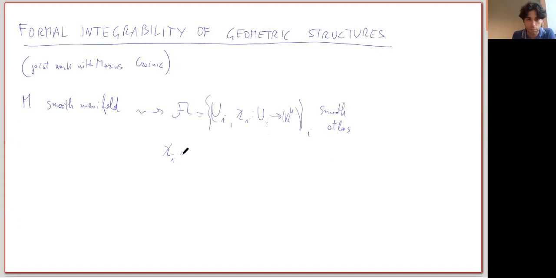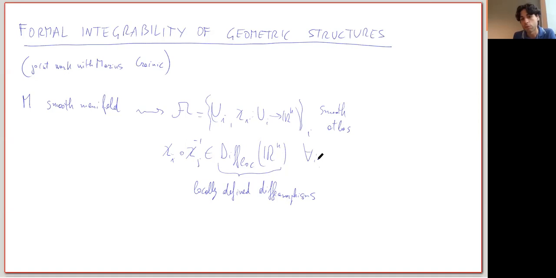The changes of coordinates are just this composition here, as we know. I write that they belong to Diff_loc(R^n). By this notation, Diff_loc(R^n), I mean locally defined diffeomorphisms, so diffeomorphisms between opens of R^n. For every i and j, this holds.